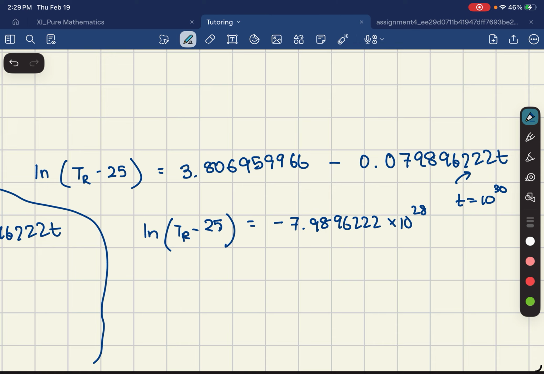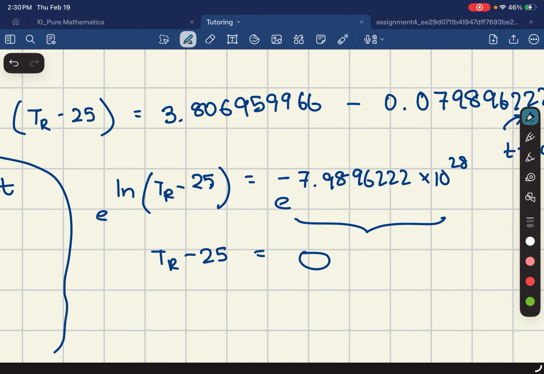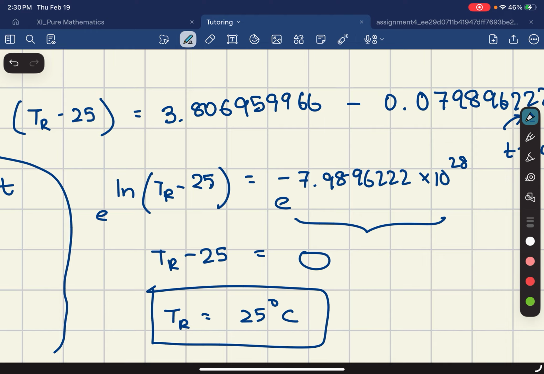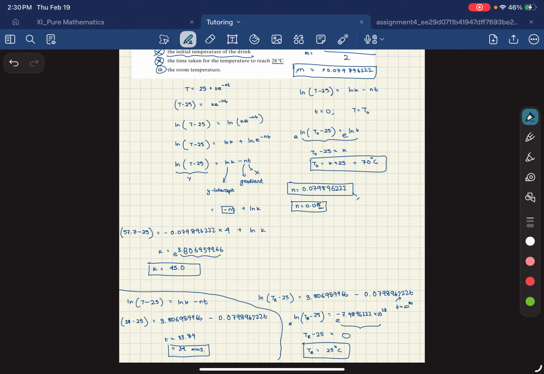And if I raise both sides to e, then this side is basically 0. You can use your calculator to verify, and I get my room temperature to be 25 degrees Celsius. And that is one way to look at it.